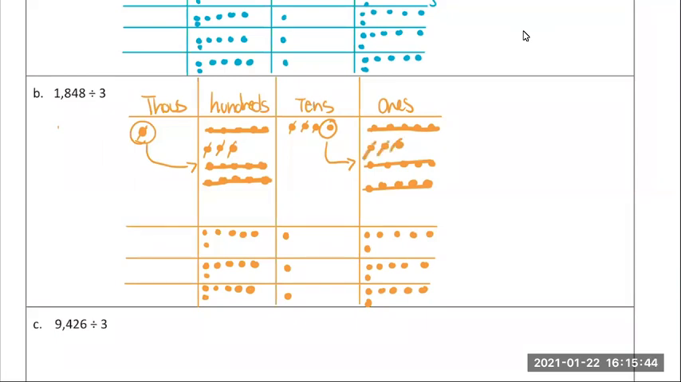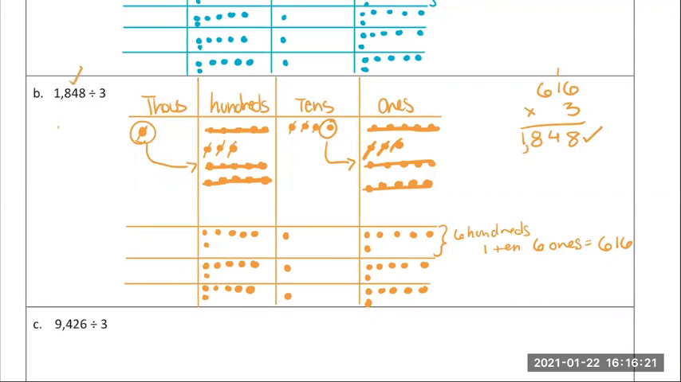So we are done. We have no remainder. In each group, we have 6 hundreds, 1 10, and 6 ones. So that is equal to 616. We are going to double check to make sure our answer is correct. 3 times 6 is 18. 3 times 1 is 3, plus 1 is 4. 3 times 6 is 18. We know we are done. 1,848. 1,848. We were correct.